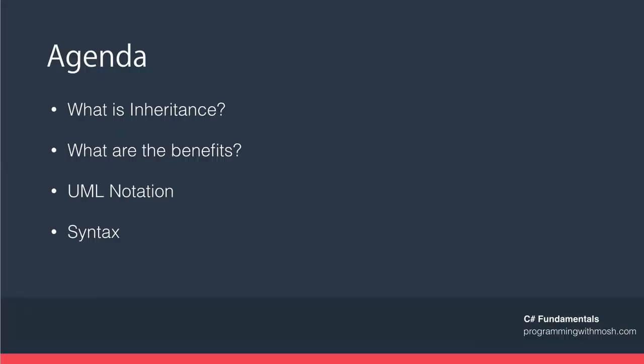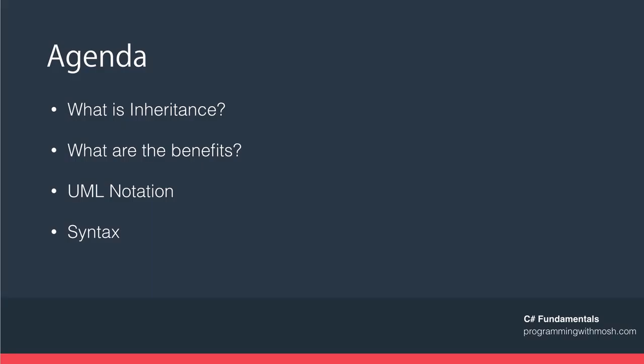Okay, inheritance. In this lecture, I'm going to tell you what is inheritance and why we use it. Then I'm going to show you an example of inheritance using UML notation. UML stands for Unified Modeling Language, and it's a graphical language for representing classes and their collaboration. And finally, I will show you the syntax of inheritance in C#, and then we'll do some coding.